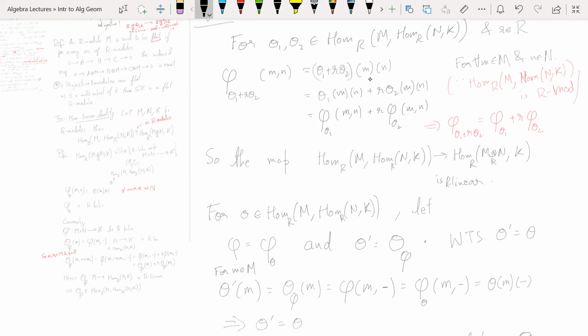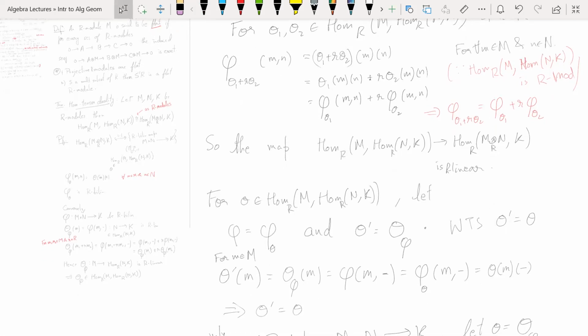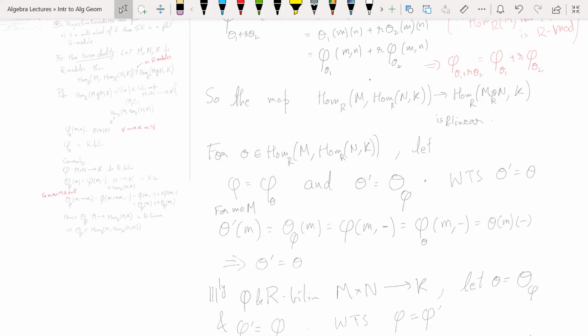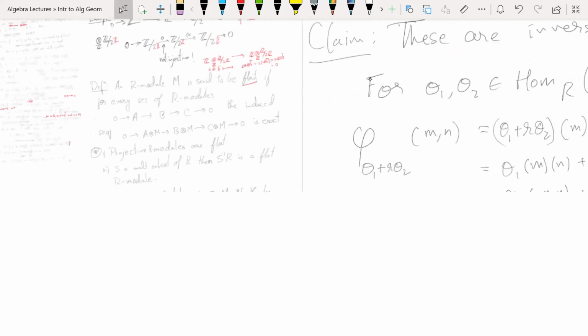So phi prime of m comma dash is phi sub theta of m comma dash, and phi sub theta of m dash is by definition theta of m evaluated at that dash. So that tells you that theta prime is the same as theta. Theta prime of m is the same map as theta of m evaluated. Is that okay? And similarly, you do the composition in the other direction, and you get the R bilinear map you started with.